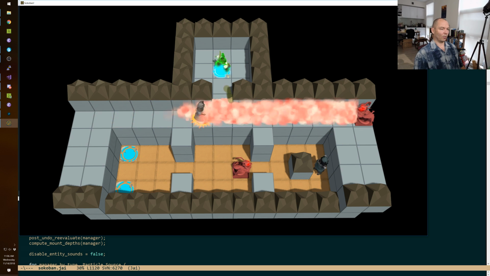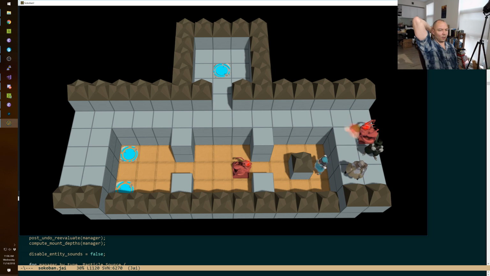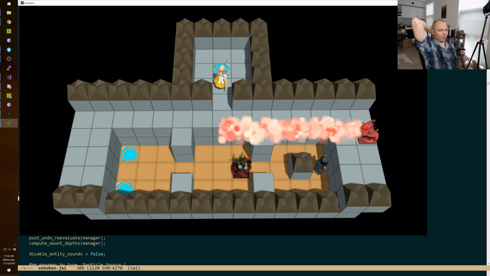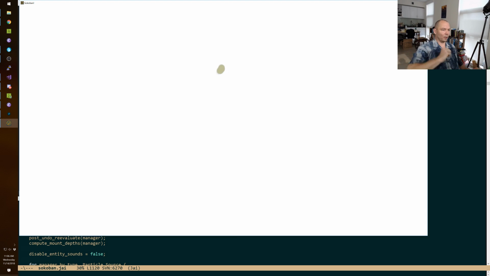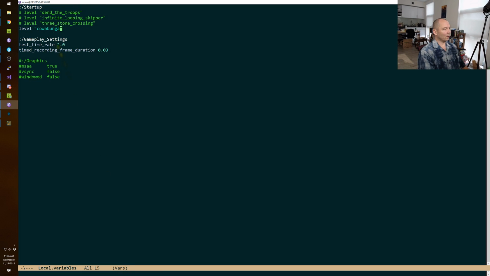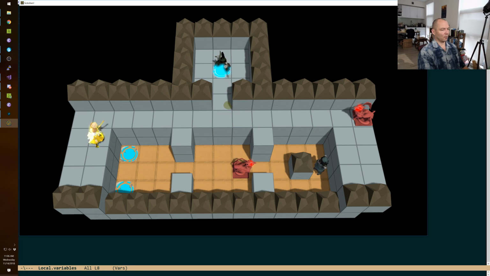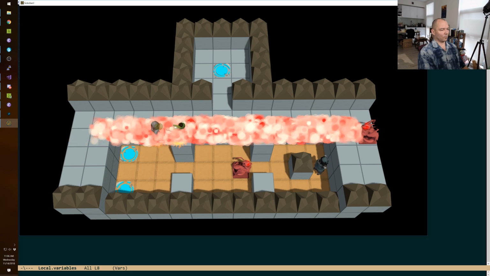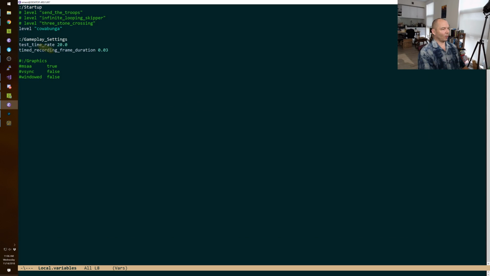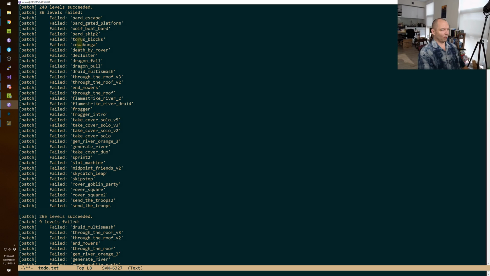Okay. So this is the automated test. All right, let's try that again at 20 times speed. I guess the dragons are a little slow. Maybe it's just in general the monster update is slow and we need to fix it. Okay, so I don't know how many levels now we'll test properly.